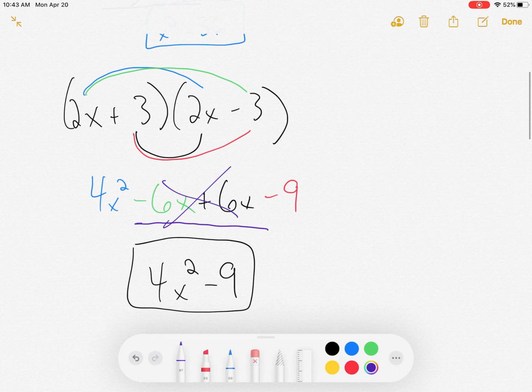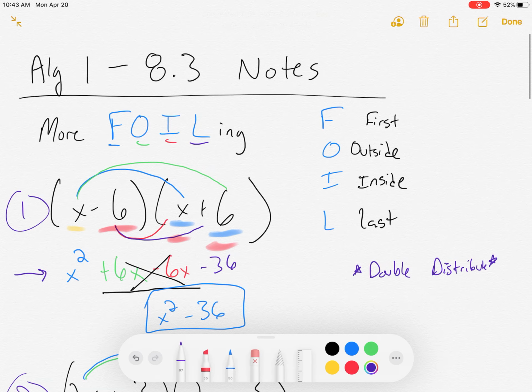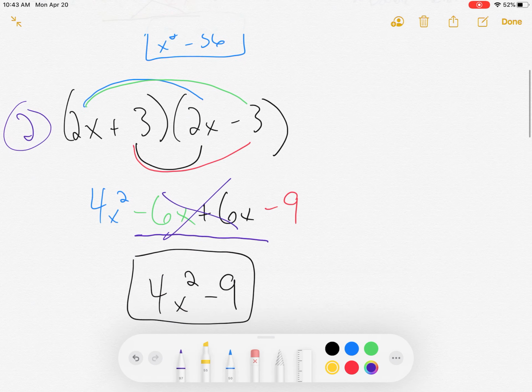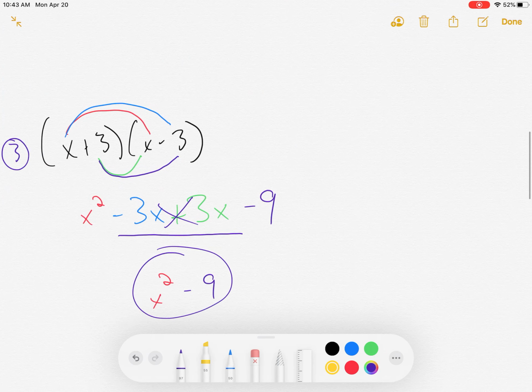So if you notice here, all three of these problems, this is number 3, I guess I didn't number these. This is number 2, and this is number 1. In the middle, I will highlight in the middle for all these. In the middle, my middle terms cancel each other out in all these.